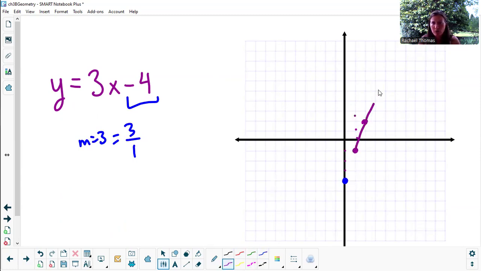If you have a whole number as your slope, you can count on that line. It's going to be pretty steep, either positive or negative, but it's going to be pretty steep.